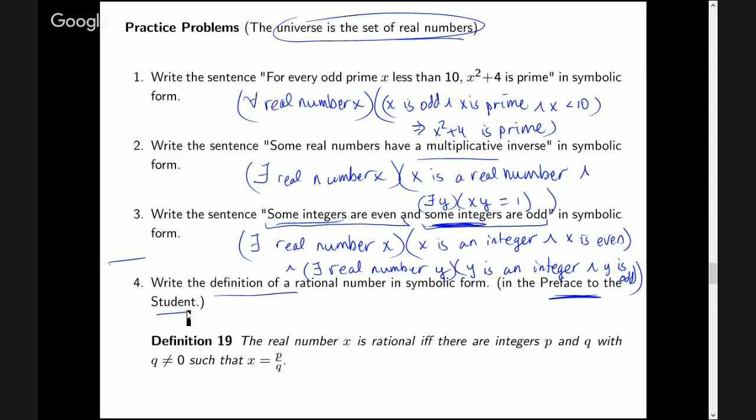The real number x is rational if and only if there are integers p and q, q not equal to 0, so that x is equal to p over q. And we want to write this in symbolic form. So let me tell you where this is in the book. This is going to be on the bottom, page 22, if you're following along in your textbook. I lost my page. So we're trying to write the definition down. So let's begin. The real number x is rational. So I'm just going to write that part down.